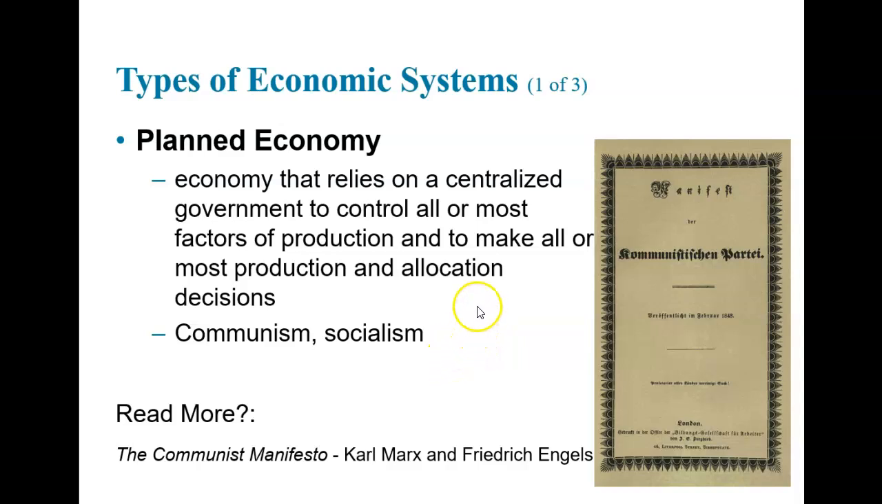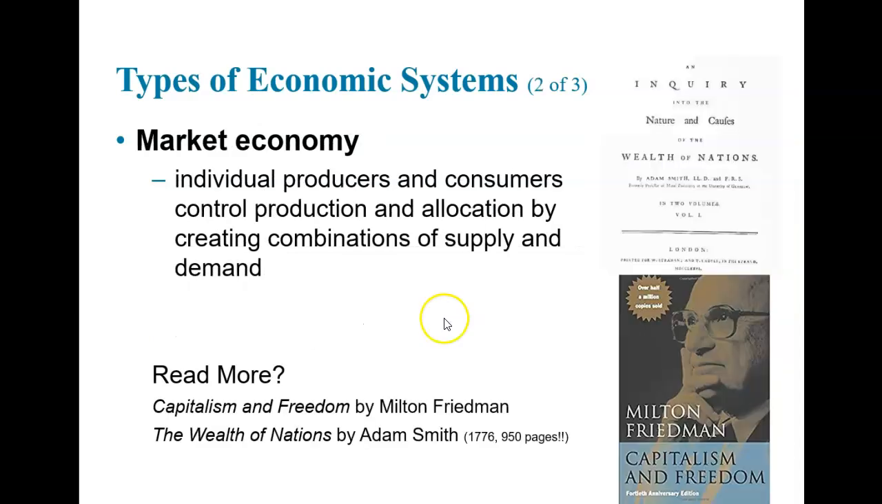It is pretty interesting. I've read it several times, and it's interesting to see the theory behind those types of economies. Okay, and a market economy is where individual producers and consumers control production and allocation by creating combinations of supply and demand. That would be the underpinnings of what we call a capitalist economy.